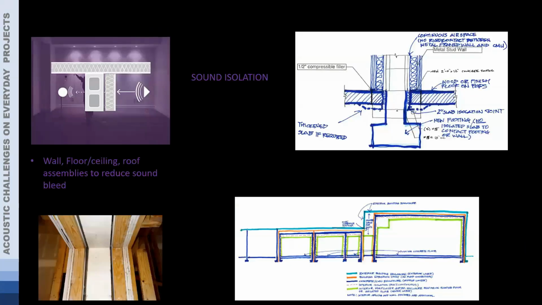We also look at sound isolation. That's how the building assemblies, the facade, the wall assemblies, the floor-ceiling assemblies, are built and detailed so that if we have to reduce sound from one side to the other, we're doing it effectively. We're looking at all of the flanking paths and taking into consideration all of the different adjacencies.